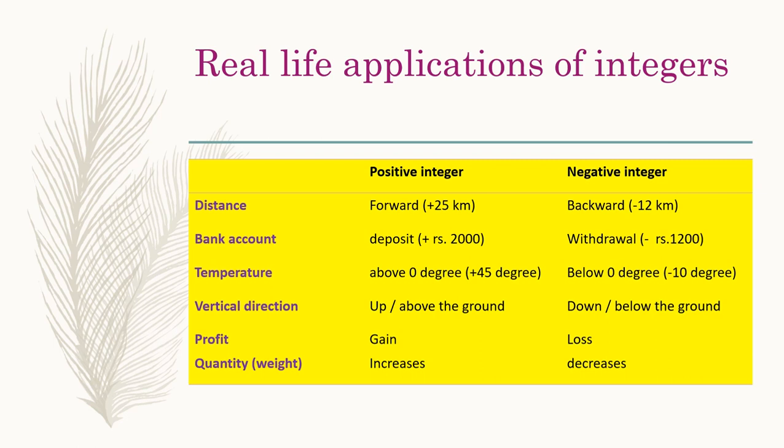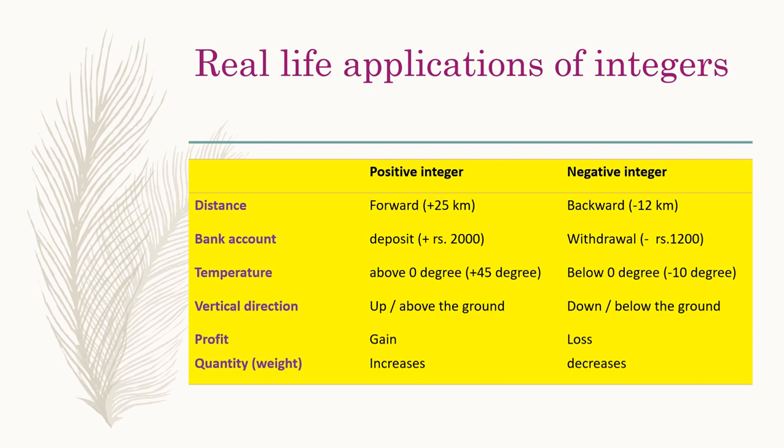Next is temperature. If we measure temperature above 0 degrees Celsius, then we write it as a positive integer. If we measure temperature below 0 degree, then we use a negative integer. For example, in summer days, temperature reaches 45 degree. Then we write it as plus 45 degree. And in winter, temperature is 10 degree below 0. Then we write minus 10 degree.